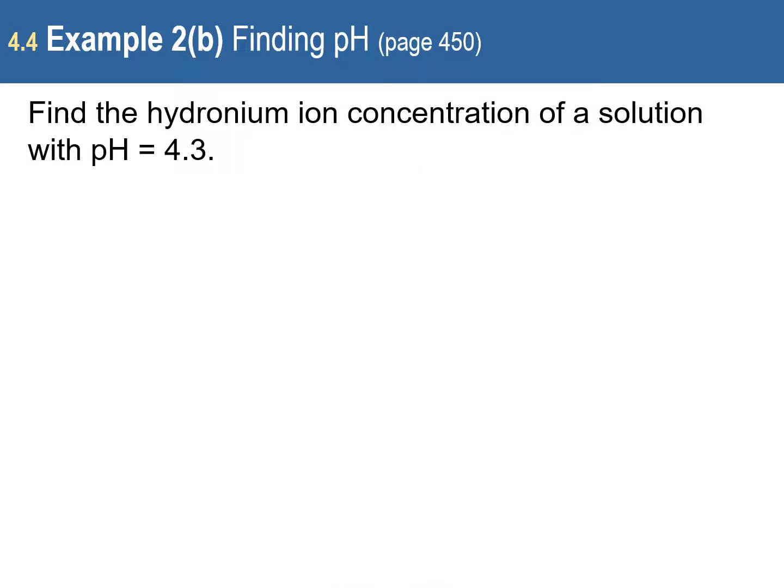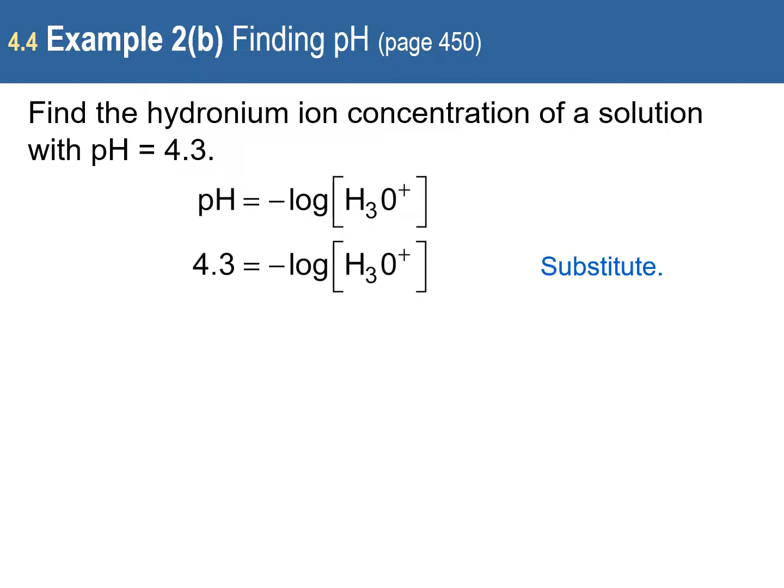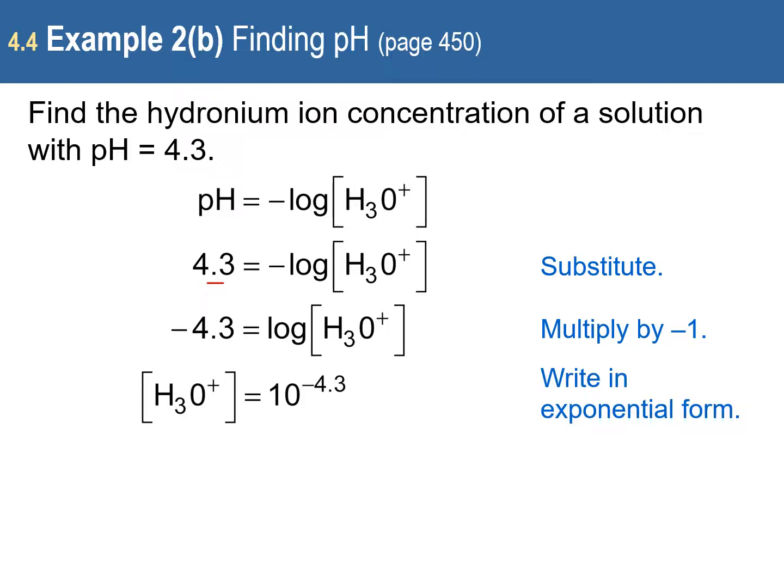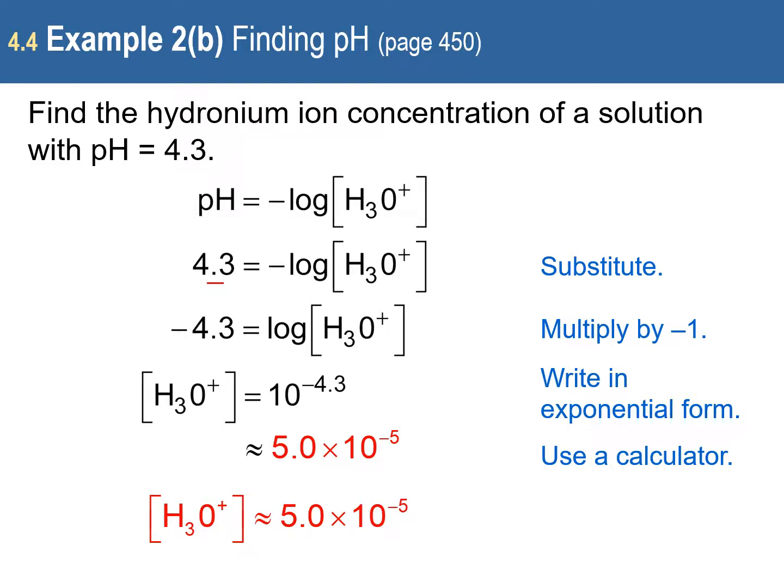Find the hydronium ion concentration in a solution with a pH of 4.3. That's the H3O+. Okay, so I'm going to substitute in: 4.3 is minus the log of H3O+. Multiply by negative 1. I want to get rid of the log, so I'm going to write it in exponential form. So H3O+ is equal to 10 to the negative 4.3. Using a calculator, you get that it is approximately 5 times 10 to the negative 5.